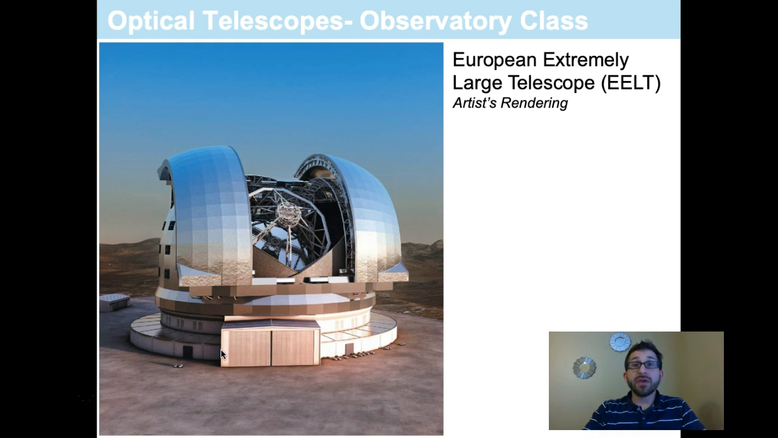Now this is the biggest observatory that's planned, the European Extremely Large Telescope. This is an artist's rendition. Just to give you a sense of scale, these are automobiles down here, these are cars. So this thing is enormous. You can think of this as the size of a football stadium. It's that big.